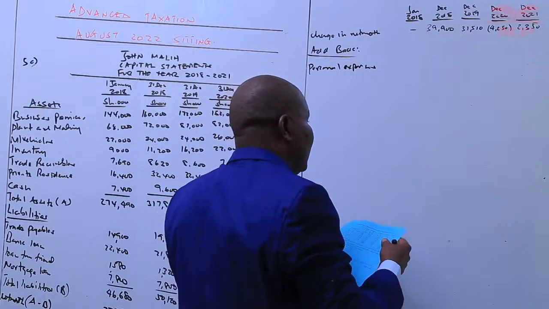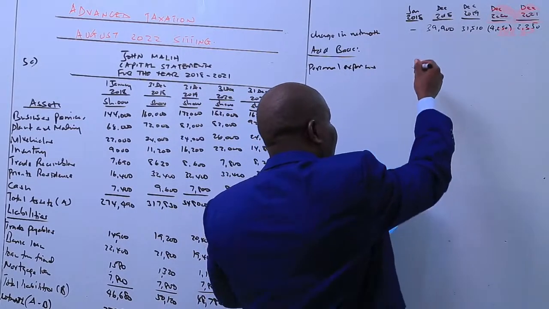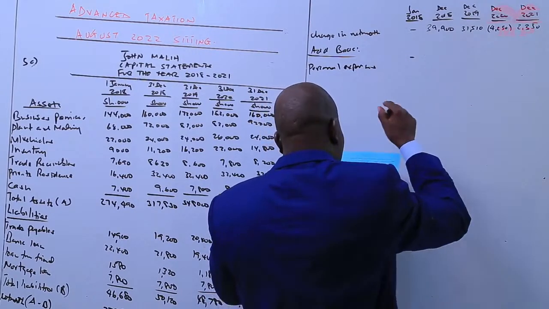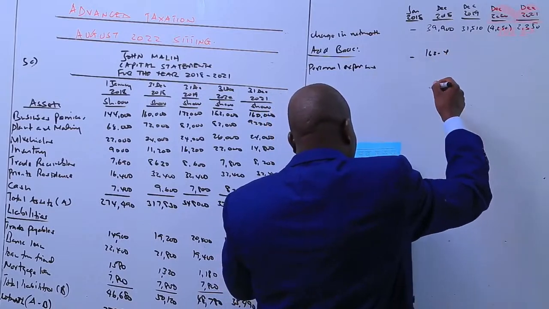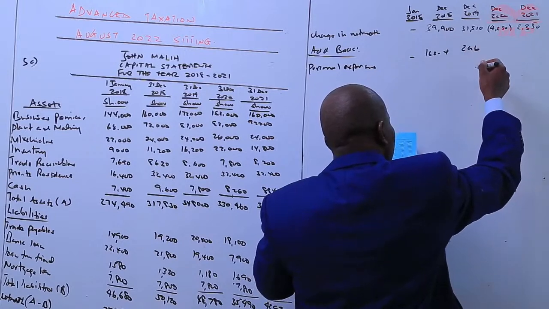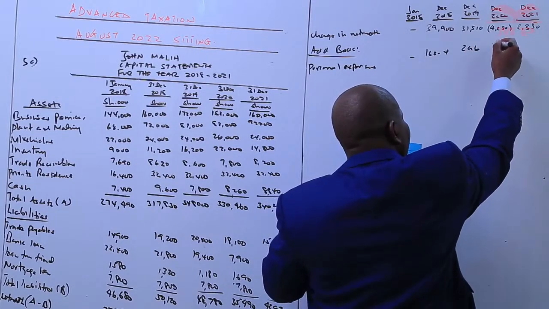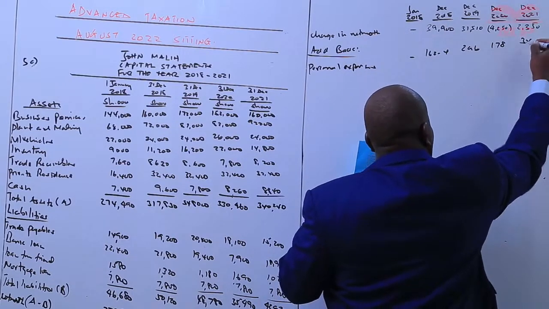For 2018 is 162,400. Remember we are carrying 3 zeros here, so this will be 162.4. 2019, 296,000. 2020, 178, and 2021, 340.